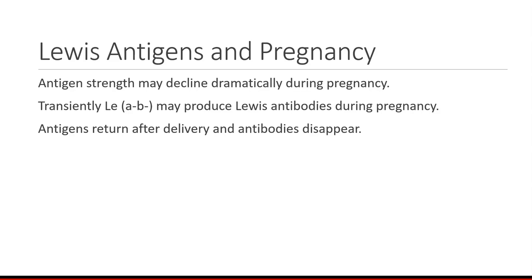and they may produce Lewis antibodies during the pregnancy. Isn't that weird? So I'm genetically Lewis A pos or B pos or whatever, but during pregnancy, I lose those antigens and I make the antibodies. After delivery, the antigens return and the antibodies disappear.